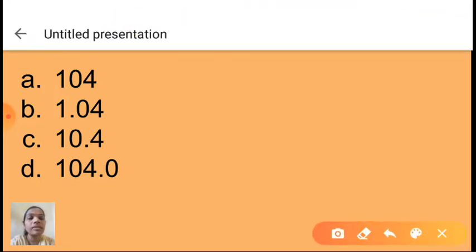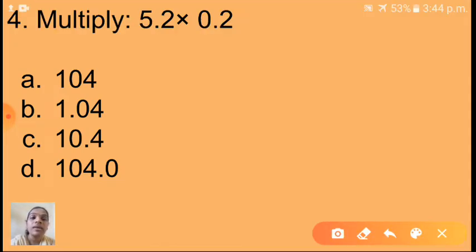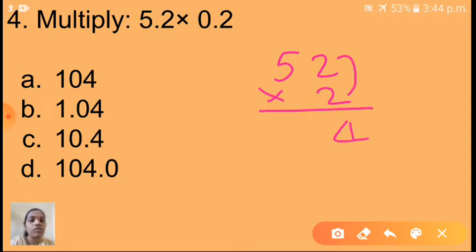You have to multiply this decimal number, that means 5.2 into 0.2. So see here, 52. First, as I told you, ignore the decimal point and multiply. 2 2s are 4. Next, 5 2s are 10. So your answer is 104. But here the decimal point is there.